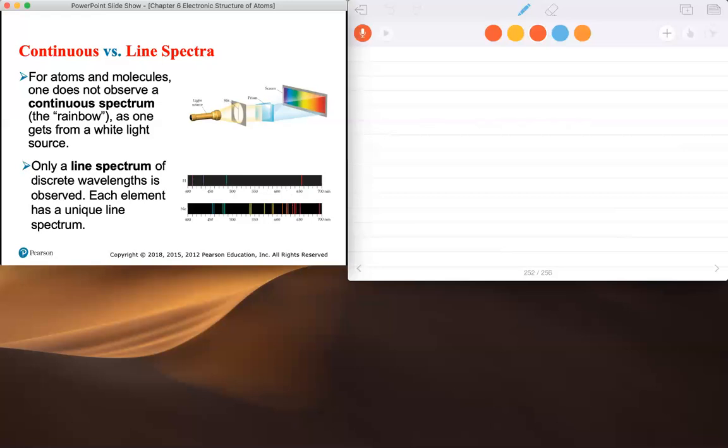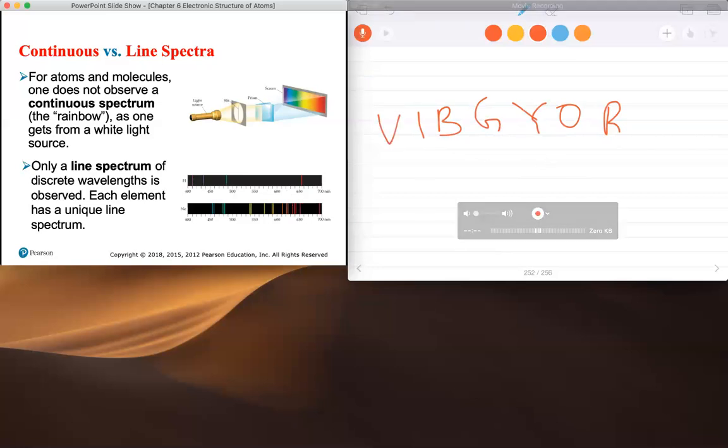You see 400 to 700 nanometers, remember, that region where we can see with our naked eye. This is red, this is blue, and red is on this side. This is green, and then maybe violet on that side.